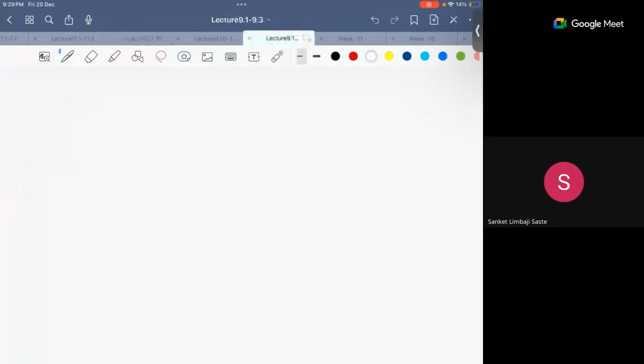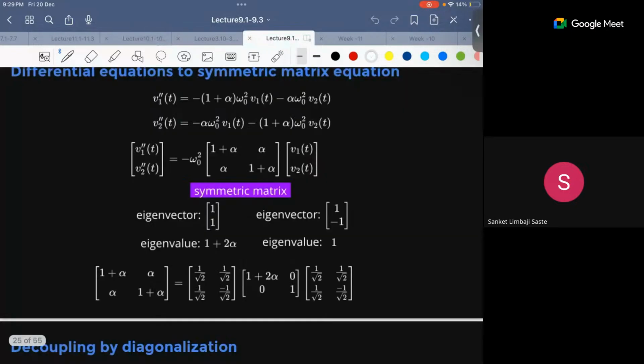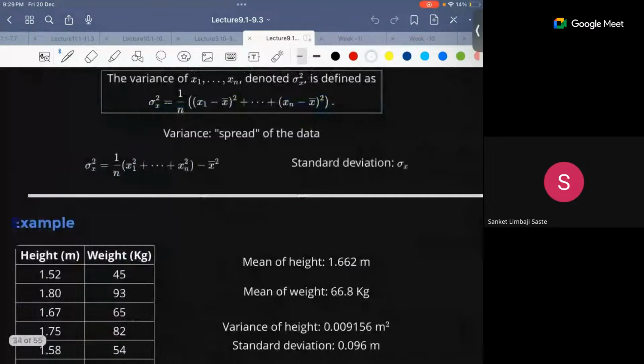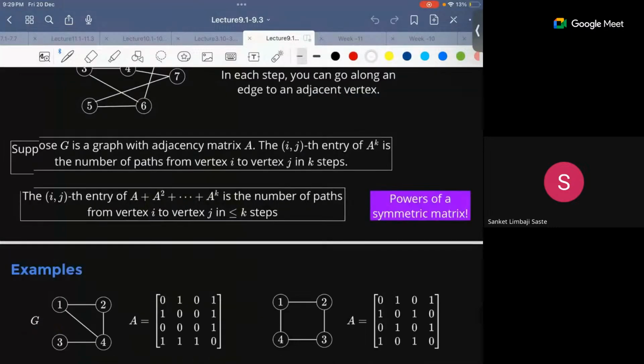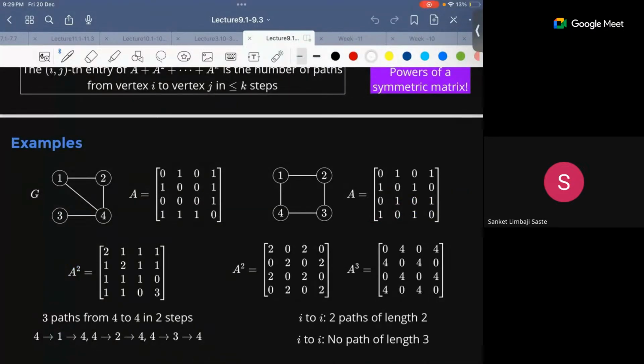Now from the ninth week, what will be asked? From the ninth week, graph theory is the most important part. If you have been given a graph, how do you write the adjacency matrix? Everybody knows that, right? So you can see 1 2 3 4, 1 2 3 4. Is there any route from 1 to 1? No, right? So that's why 0.